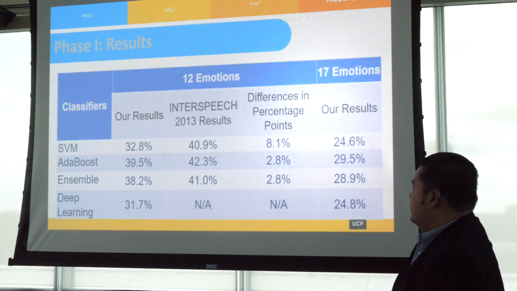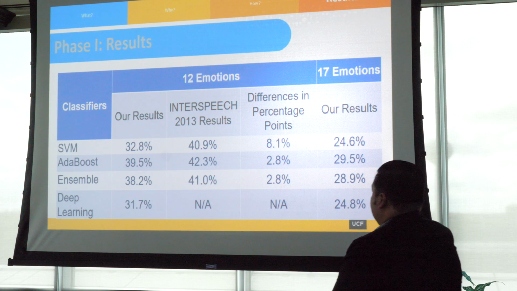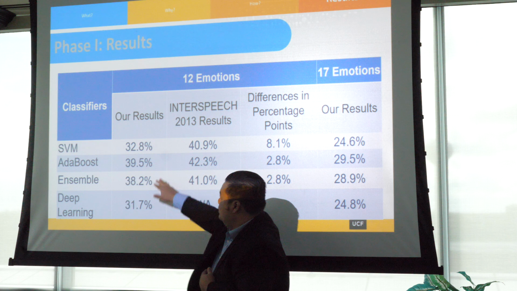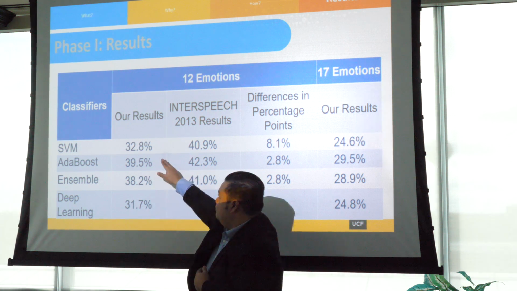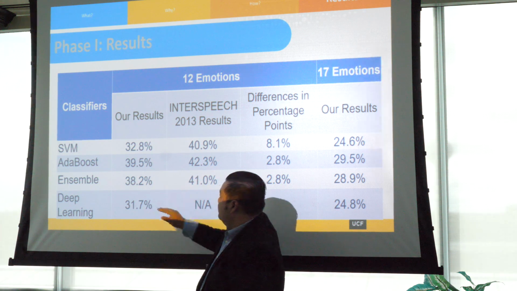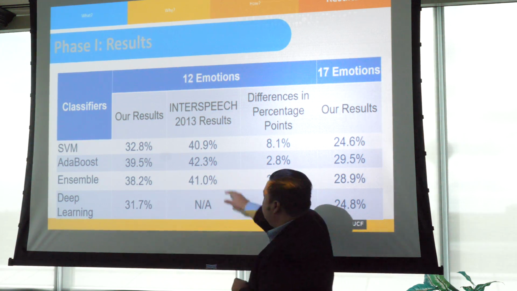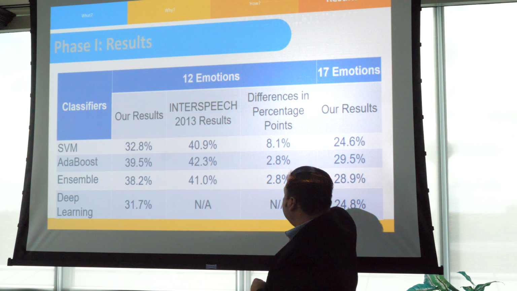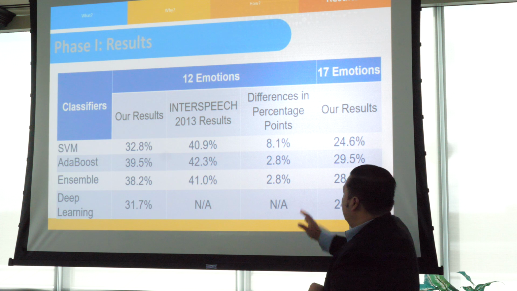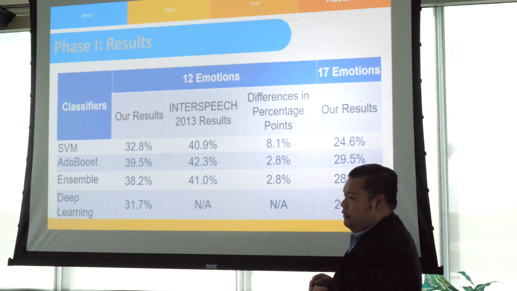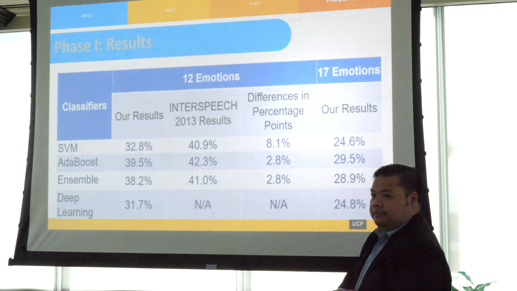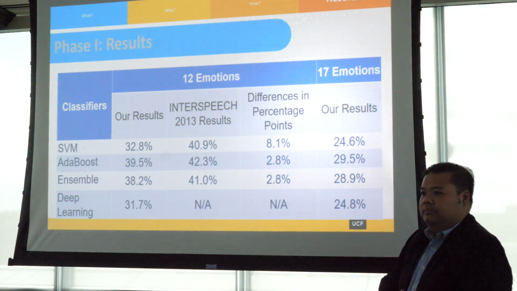And this is the result that we got from our first phase. For the 12 emotions, these were the numbers that we got. We got 32.8 accuracy for the SVM, then 39.5, 38, and 31.7. And then we wanted to compare with Interspeech, and basically these were the differences in percentage points. Running the same kind of algorithms, but using 17 emotions, these were the numbers that we got. Any questions from this slide?